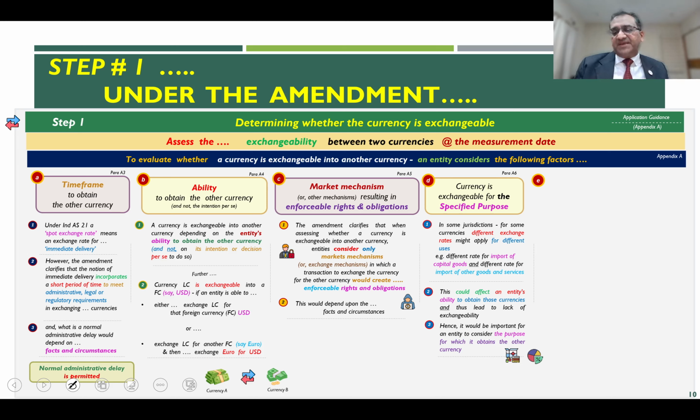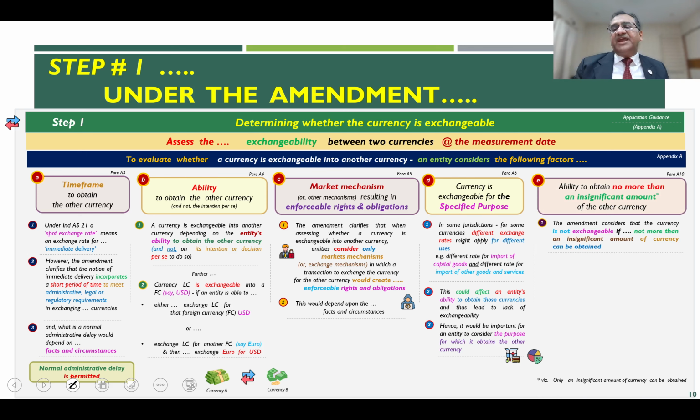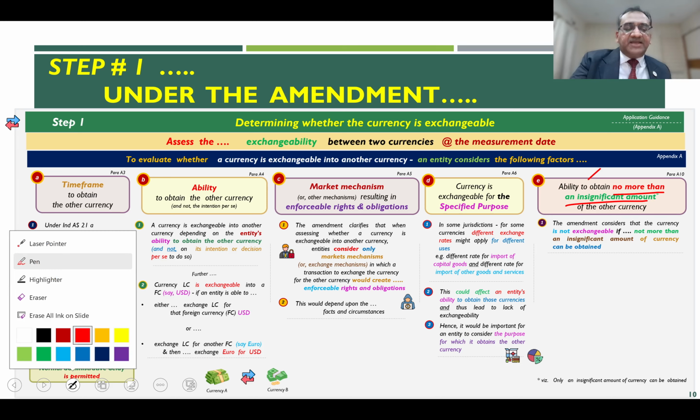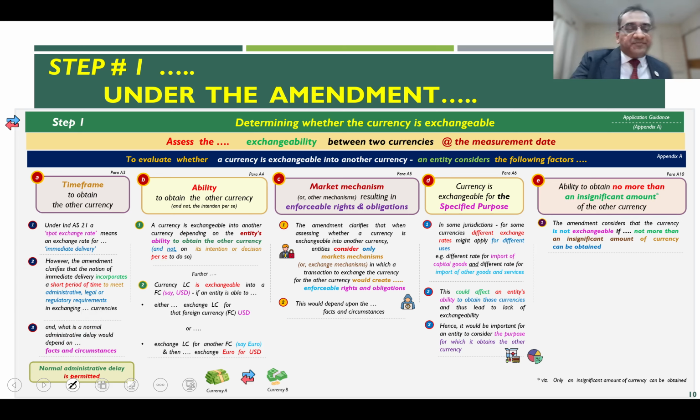And the last evaluation point, which is given in paragraph A10, is that when an entity is assessing the exchangeability between the two currencies, they need to look at the ability to obtain, again what we saw, no more than an insignificant amount of the currency. That means the amendment considers that the currency is not exchangeable if not more than an insignificant amount can be obtained.